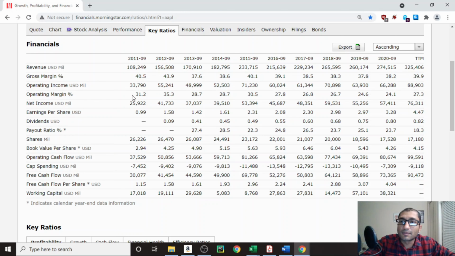Back in 2011, the company's operating margin was about 31%, and for the year 2020, it was about 24%. Ideally, we want to see the company's operating margin staying steady or increasing, and we can see that over the past few years, the company's operating margin has stayed fairly consistent.